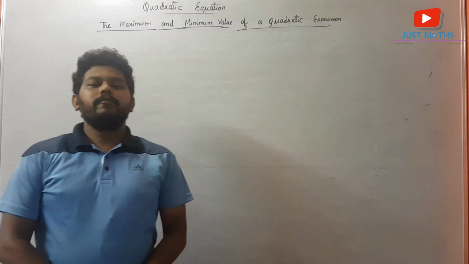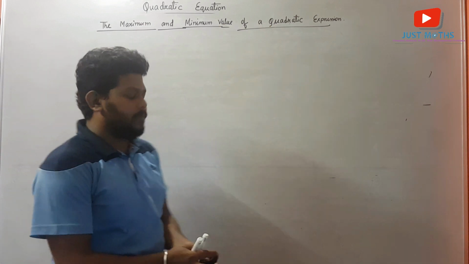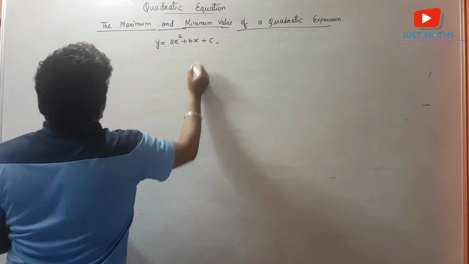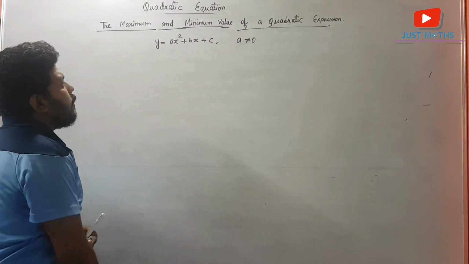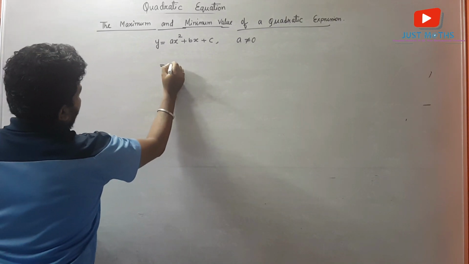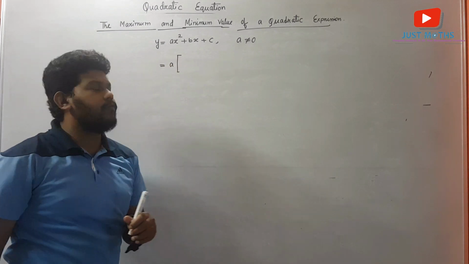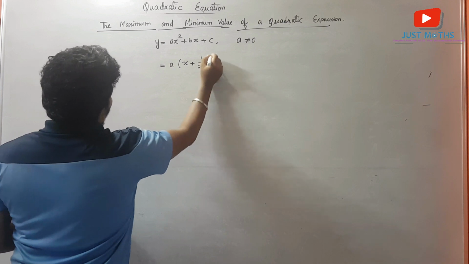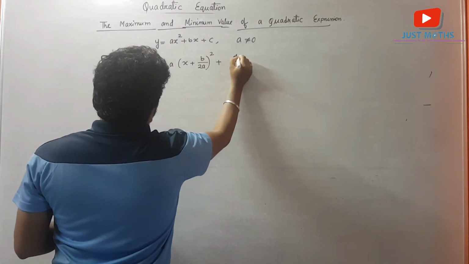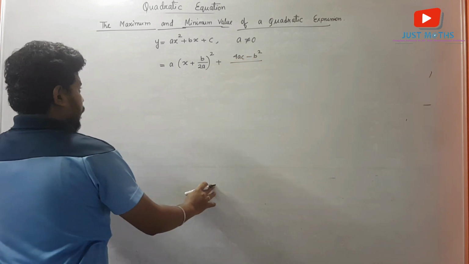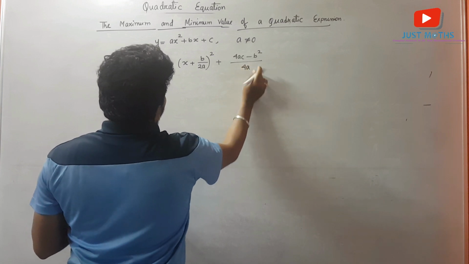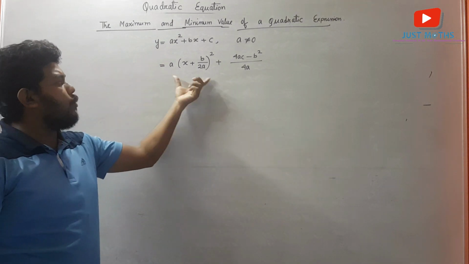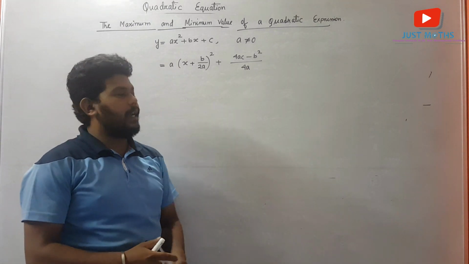Now we will find the maximum and minimum value of a quadratic expression. If you are given y is equal to ax square plus bx plus c, where small a is not equal to 0, then we can form a perfect square here. How? As I already did when I found the graph of this function, I have written this as a into x plus b by twice a whole square plus 4ac minus b square by 4a. The value of the quadratic expression will depend on this. When it is 0, then you can get either the maximum or the minimum value.